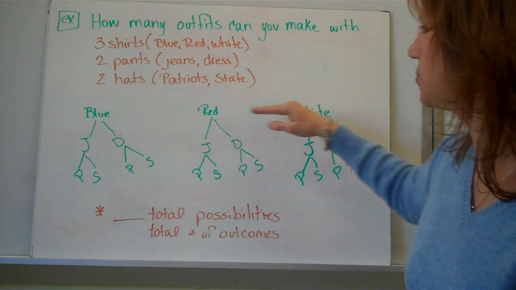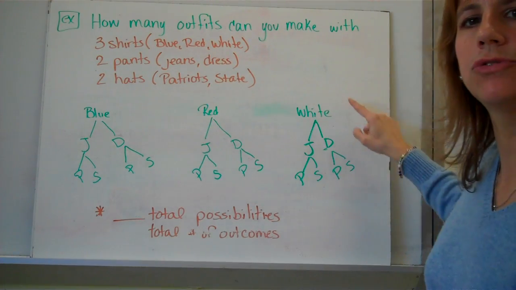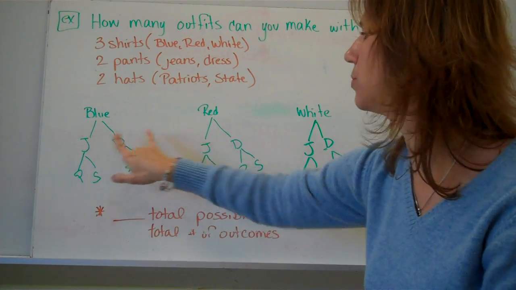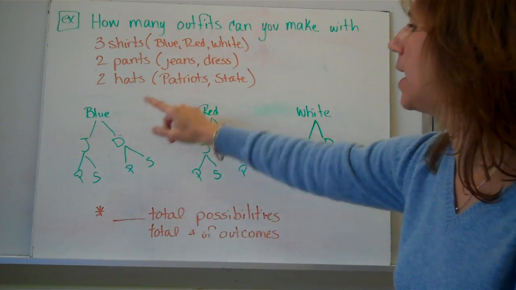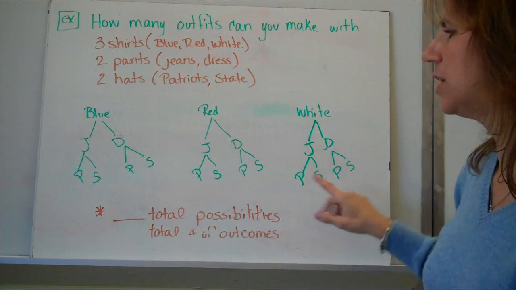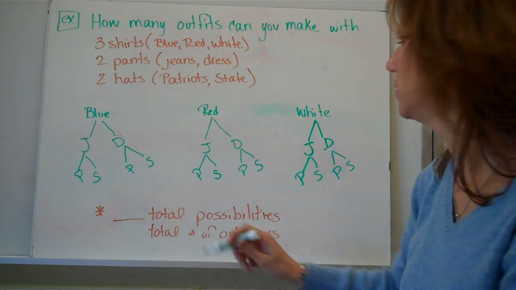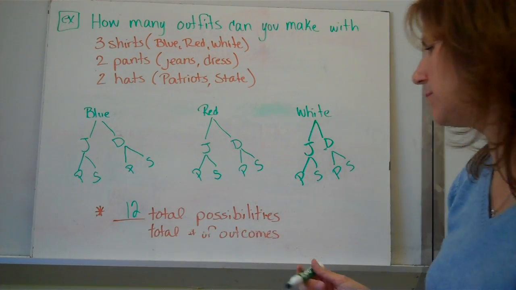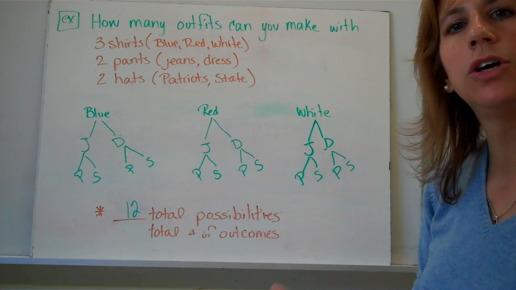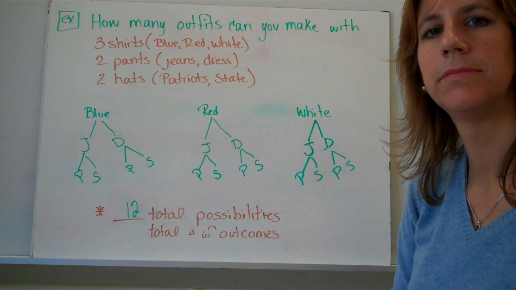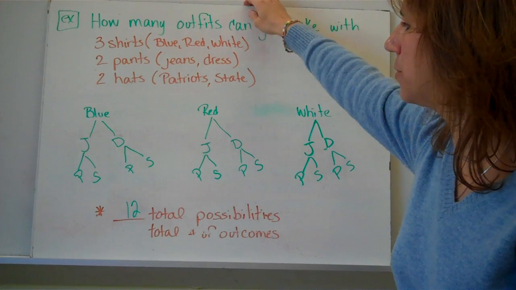Notice if you want to look at it this way, there are 3 shirts, so I have 3 tree diagrams. 2 pants, so we'll have groups of 2, and then hats, I've got groups of 2. So how many total is that? You guessed it, 12. 12 total possibilities or 12 total outcomes. All right, let's try another one.